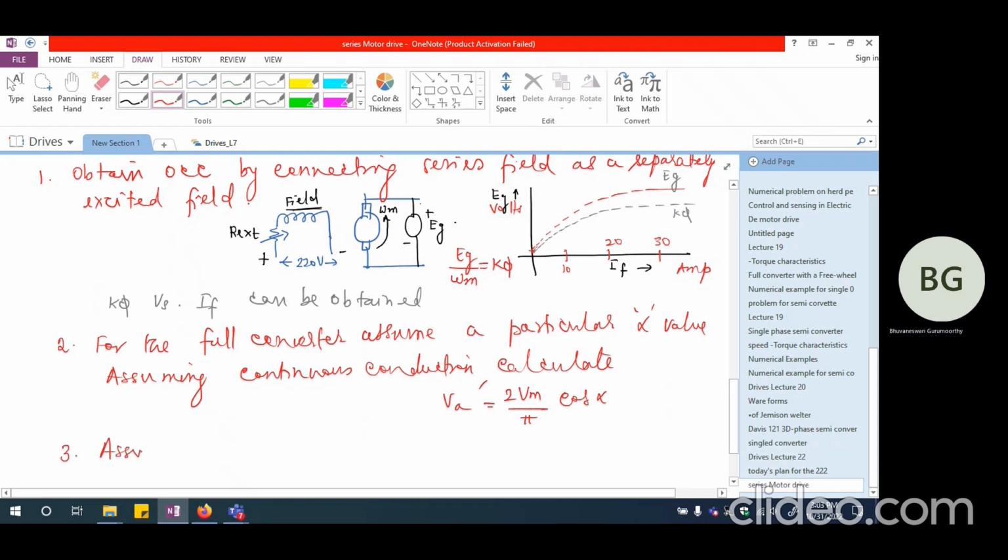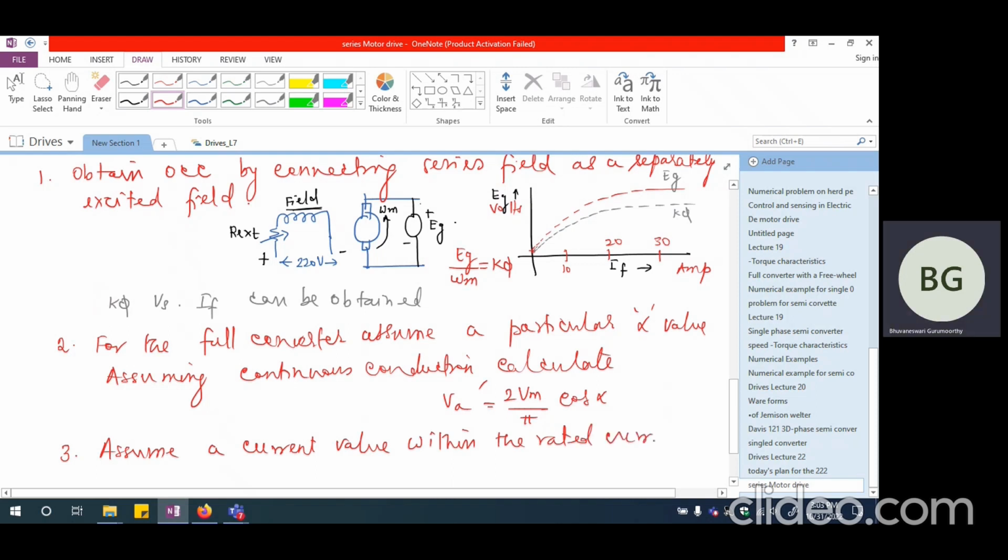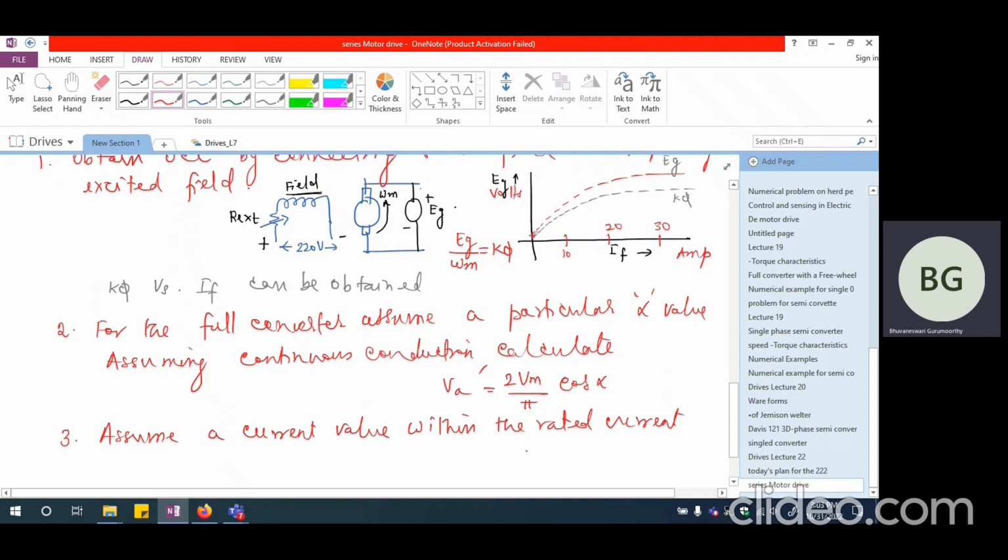assume a current value within the rated current. So if the rated current is 100 ampere, maybe you assume first 10 ampere, then 20, 30, 40, and so on. So you assume a current value within the rated current. Now calculate VA minus IA (RA plus RF) as EB. So you can calculate the back EMF.